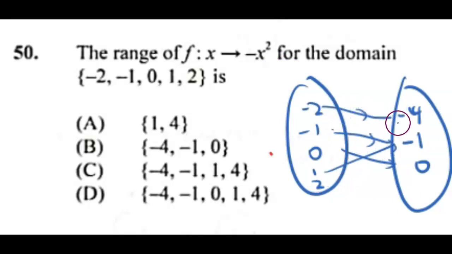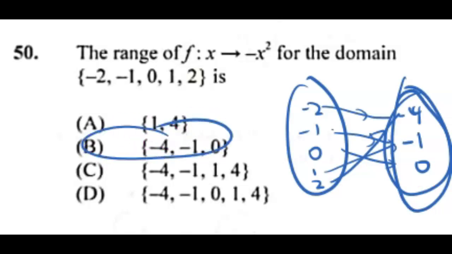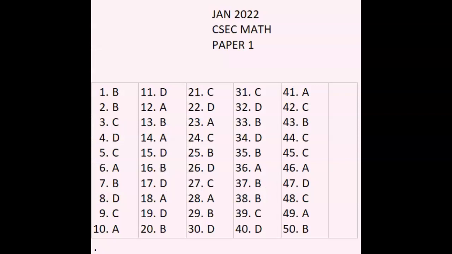Right? And 2 squared would be 4. Stick in a minus in front of it, we'll end up giving you back minus 4. So the actual values in your range will be minus 4, minus 1, and 0. Right? So that will actually be B. So number 50 is B. So again, showing the summary of the last 10 questions and the solutions. Here they are. And now let me move on to the last 10 questions.